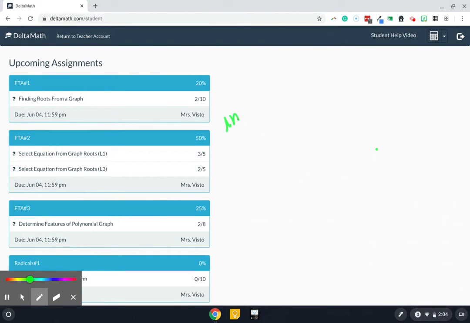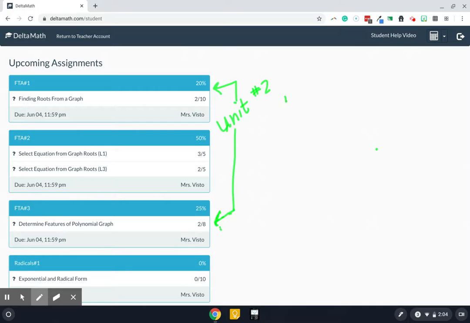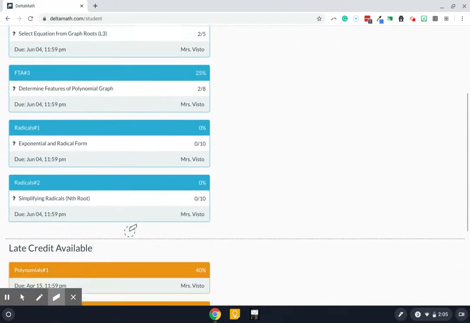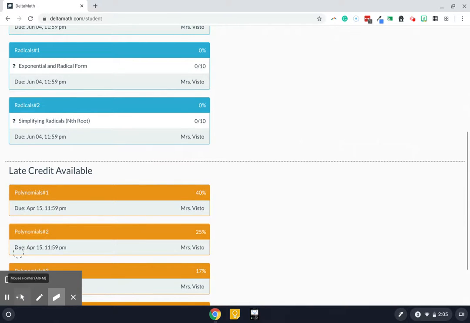That was unit 2. And most of us should probably be finished with those. If not, you obviously have time to keep working. But we are diving into unit 3, and that's where these radicals come in. I'm going to do my best to get those moved out of there so that we can take a look at things. But anyway, today I want to talk to you about radicals number 1.